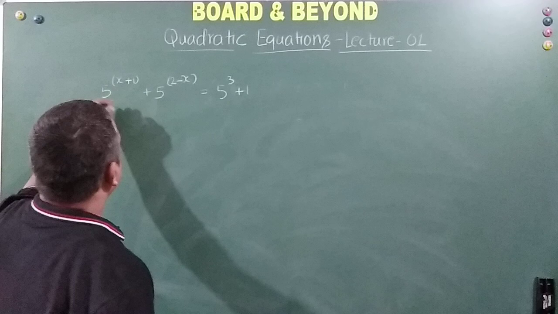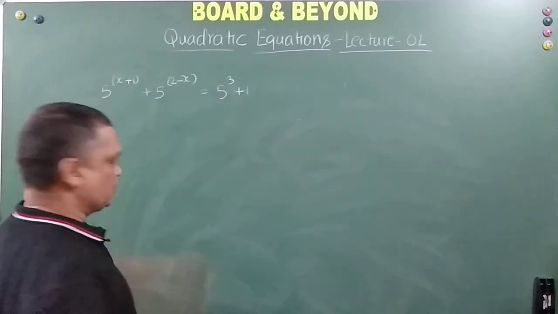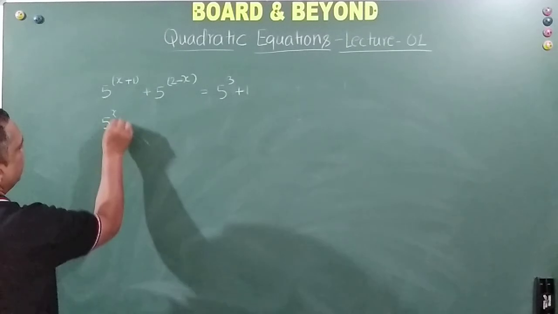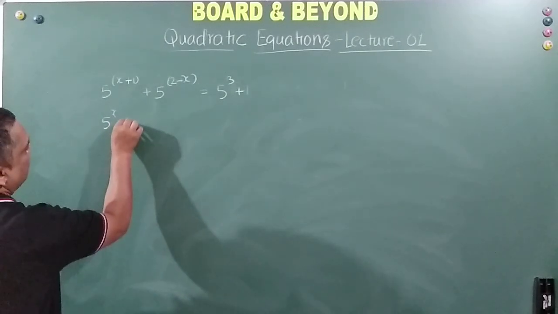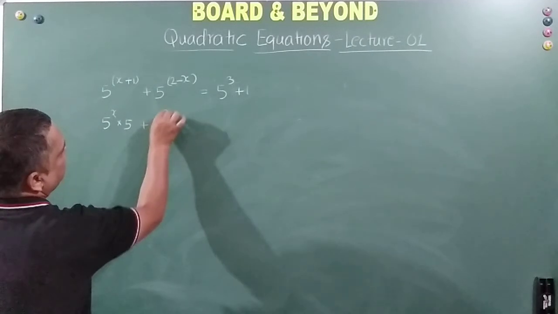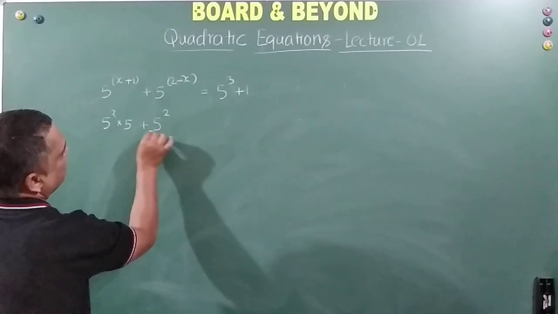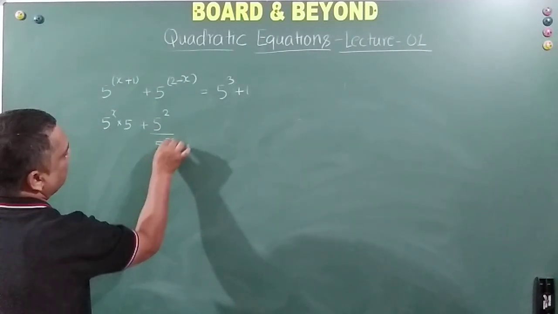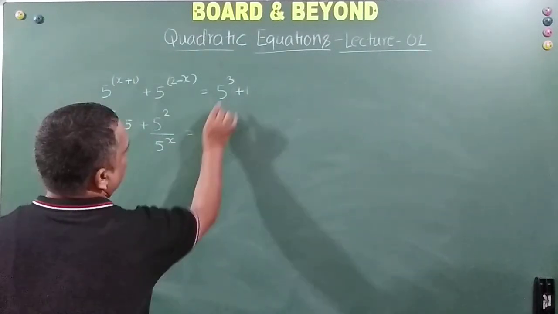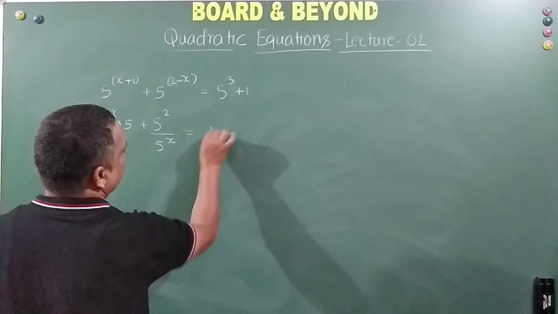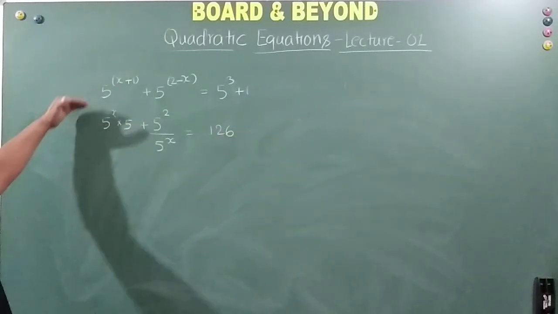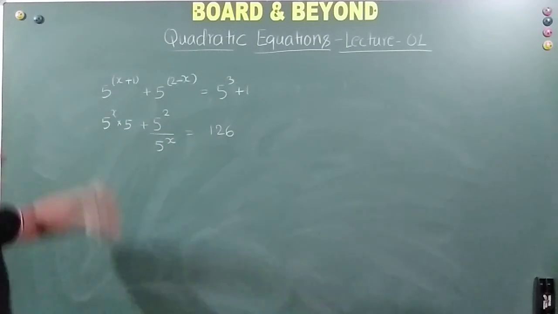So see, this 5 raised to power (x plus 1), as per the law of exponents, can be written like this, right? Plus, this can be written like this. You are getting my point? Is equal to 125 plus 1, that is equal to 126. Do you all agree to the transformation of this to this?